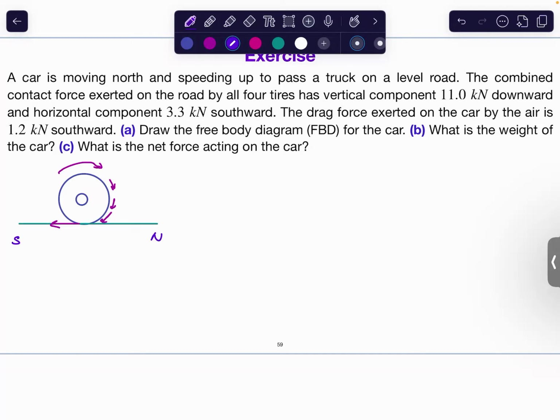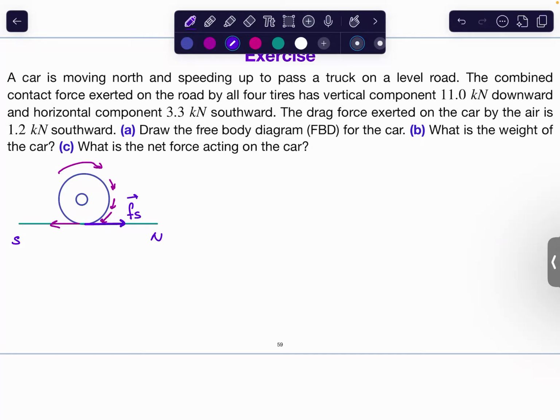Now, what this is going to do is it's going to produce a friction force in the other direction. So the contact force, the wheel against the road going south, is going to produce a friction force going north, and that friction force is what's going to propel your car forward.